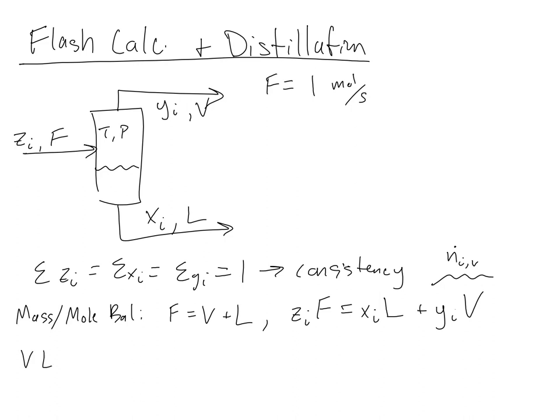And lastly, we have vapor-liquid equilibrium relationships, where the partial fugacity of the liquid phase for every species has to be equal to the partial fugacity of the vapor phase. Now, for every one of these equations, subscript i, we have one for every single species in the system. So if it's a three-component flash separator, we have three equations for every single one of these.